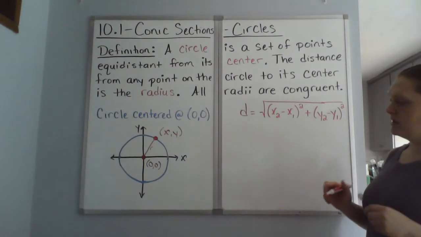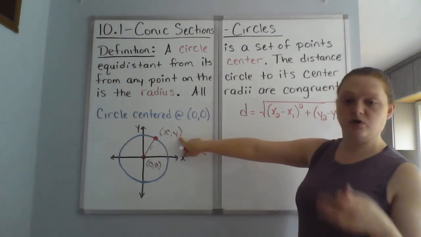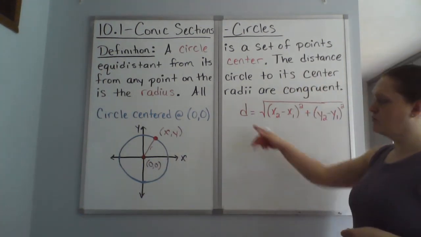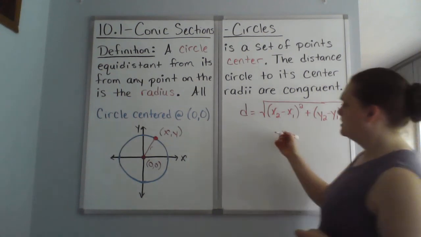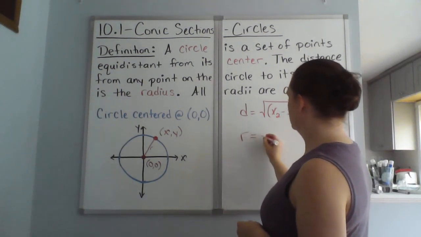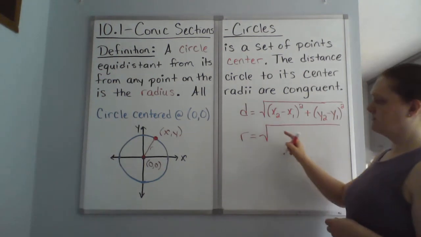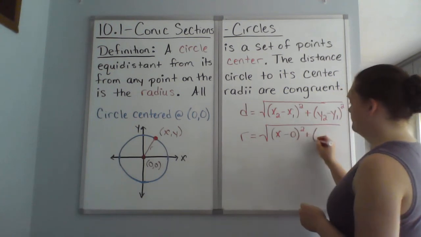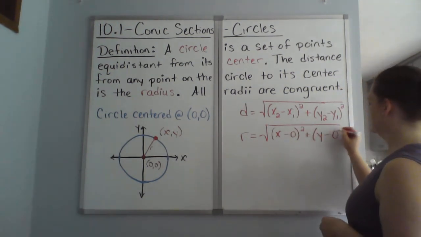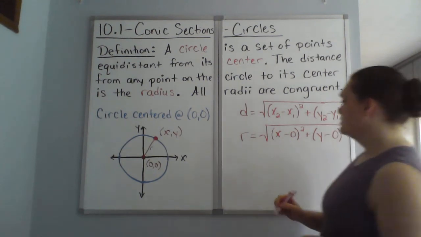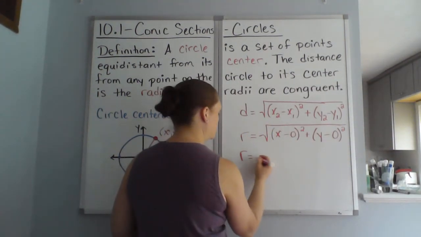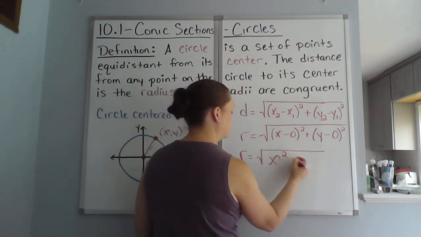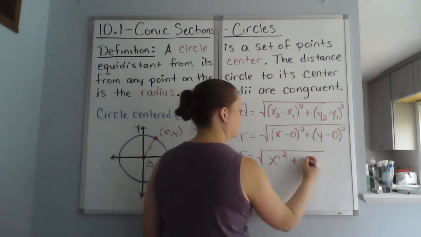So if we take that and plug in our points x comma y, which is some random point on the circle, and the center 0, 0, we can essentially have the radius take the place of the distance, okay? So that would be the radius is equal to the square root of, for the x values I have x and 0. For the y values I have y and 0. So that's going to give me that the radius is equal to the square root of x squared plus y squared.